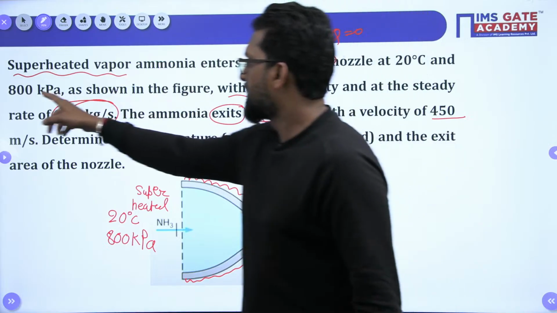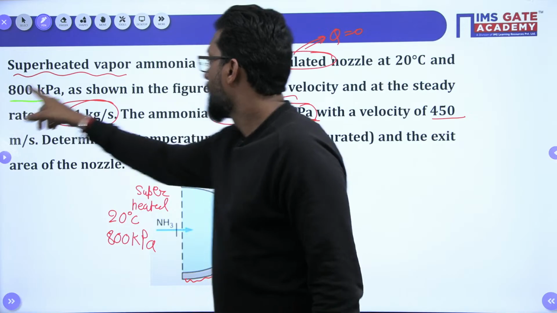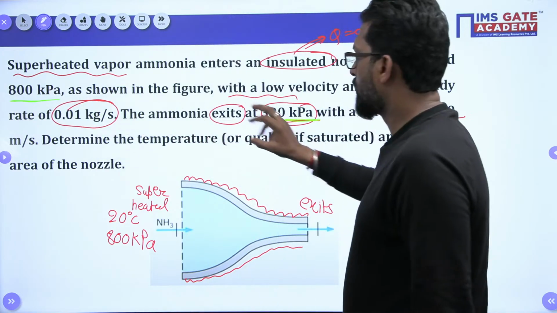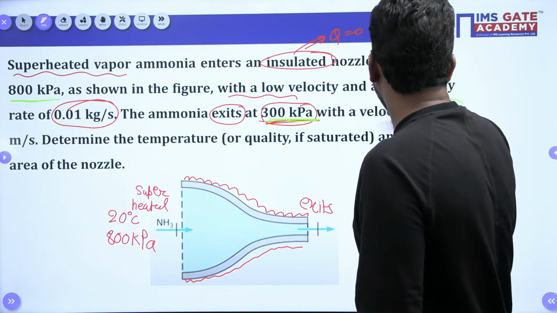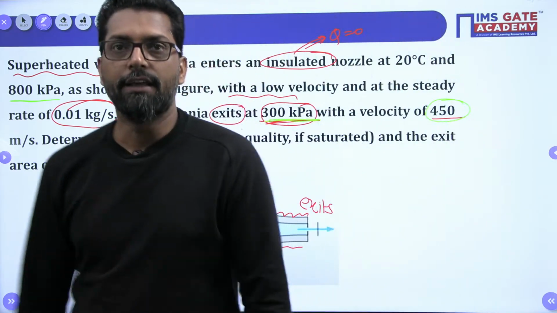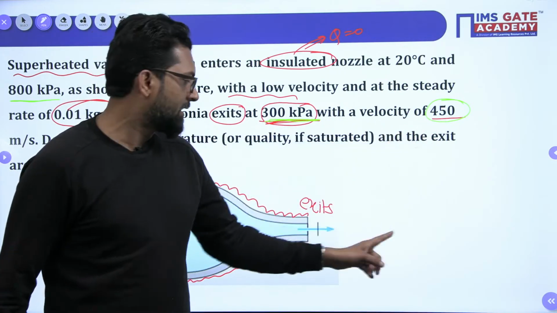See this one, beta. Initial pressure, the entry pressure at the nozzle, is 800. Now the exit pressure is 300. So the pressure will reduce, and that reduced pressure will be responsible for increasing its kinetic energy at the exit condition.